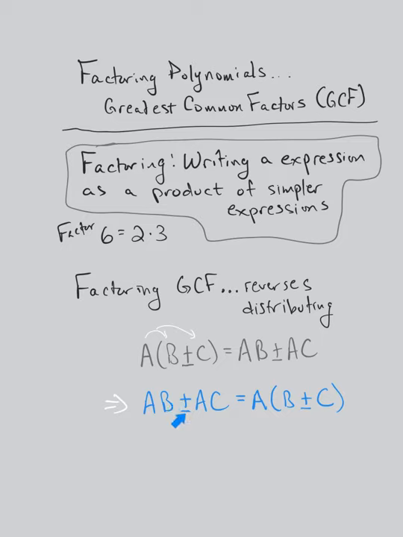If there's a subtraction between them, it stays as a subtraction in the middle. Okay, and so all of this is the distributive property written in terms of factoring. All right, so enough explanation. Let's see how we can make this work for us.